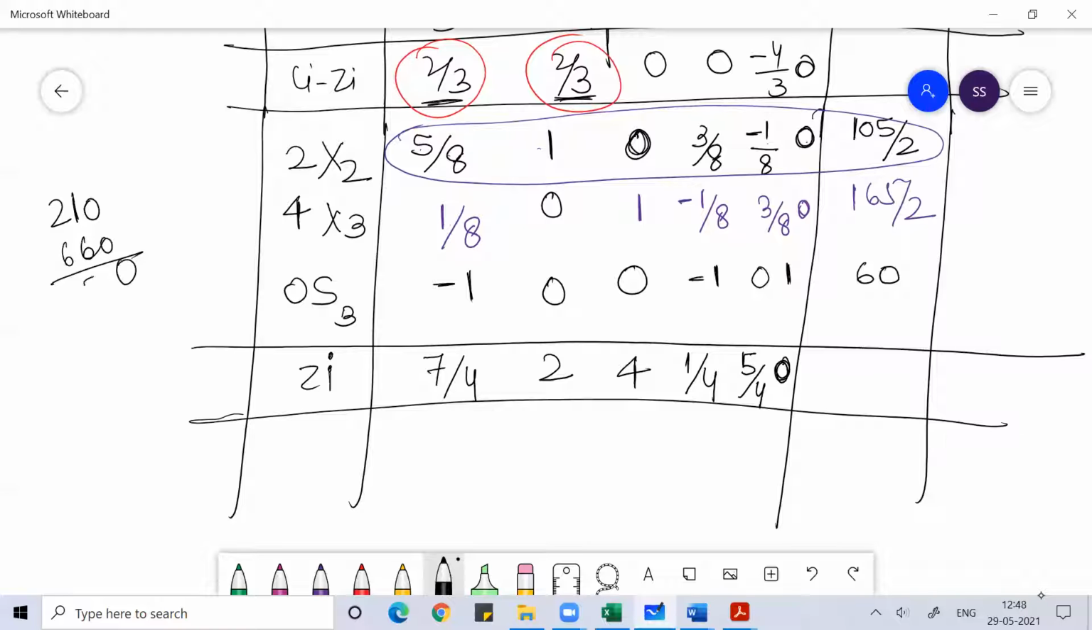660. This would be 870 by 2, which means 435. So now what we'll do, we'll find Ci minus Zi.